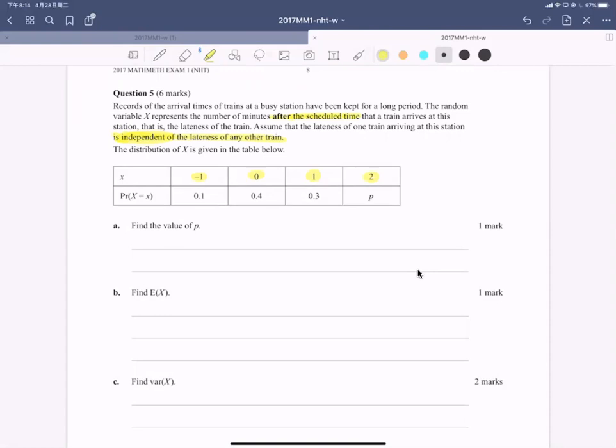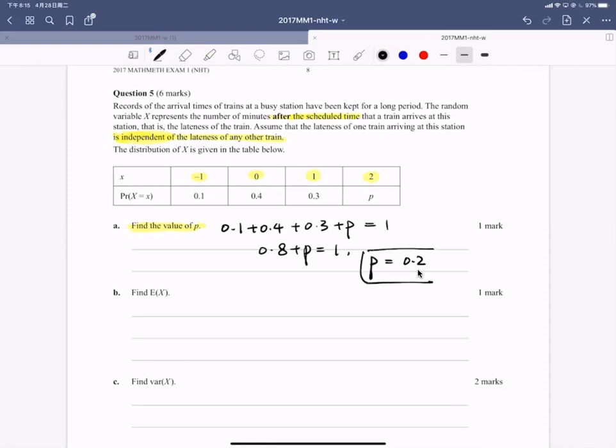Let's see. So first part, we want to find the value of P. Don't forget, if you sum up all probabilities in a probability table or probability distribution, you will end up with 1. Therefore, 0.8 plus P equals 1, and P equals 0.2, okay?